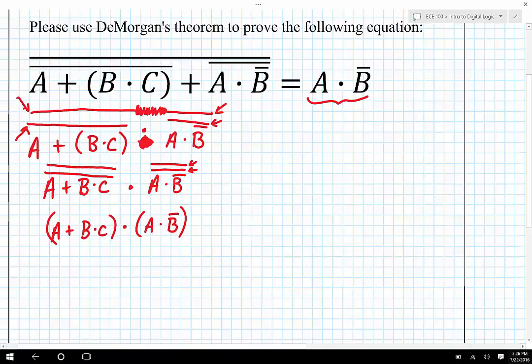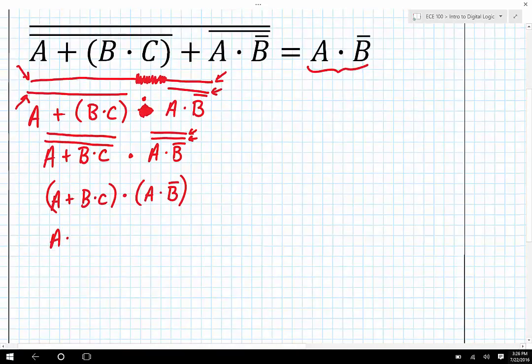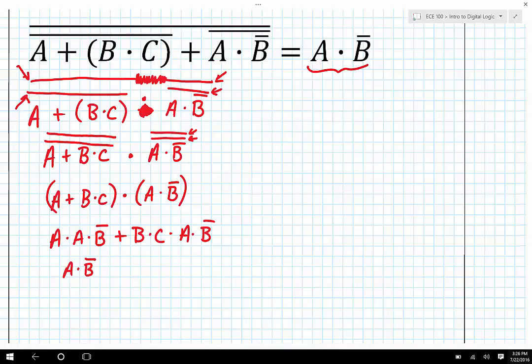Well, let's go ahead and do some distribution here. So I'm going to have A and now the right-hand side, A and B bar, or B and C and A and B bar. Okay, a couple of things here. A and A, well, that's just A. So I have A and B bar. The second term, I have B and C and A and not B. So it's sort of like, it doesn't matter what the C and the A are, there's a B and not B. Well, it's like saying, show me a horse that is not also a horse, and show me a spaceship that is not a spaceship.